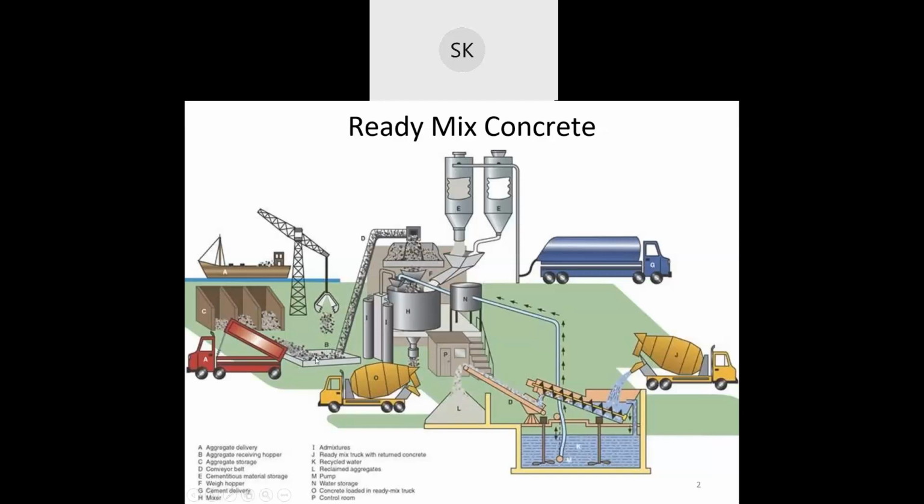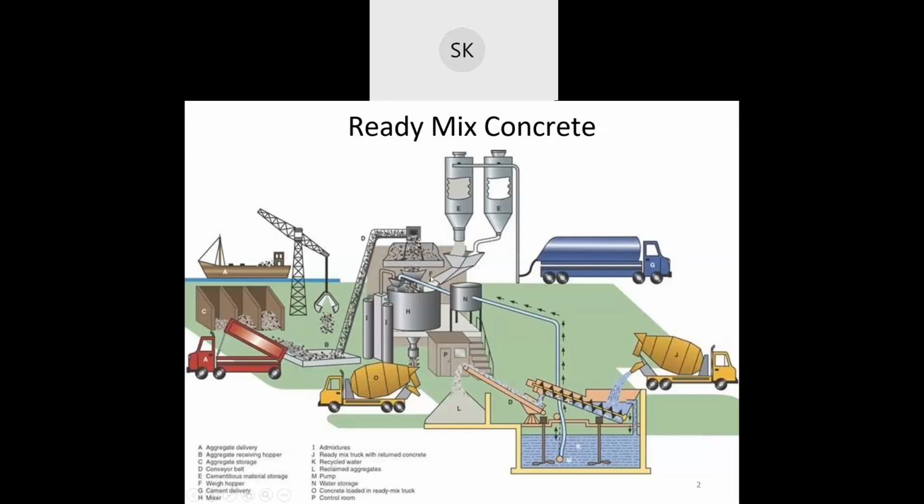This is the aggregate receiving hopper. From here, aggregate is transported to here. D is the conveyor belt. E is the cementitious material storage. So in E, cement is stored. F, these are the cementitious materials. You can store in both E. These are, you can say, chamber or storage chamber.